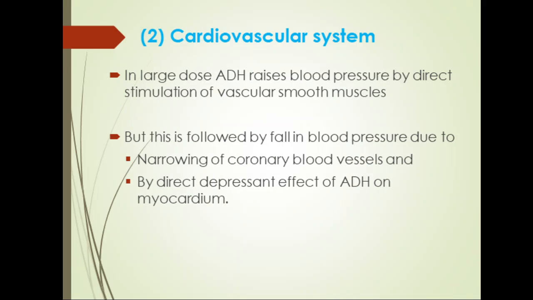Next, on the cardiovascular system, a large dose of ADH raises blood pressure by direct stimulation of vascular smooth muscles. This is followed by a fall in blood pressure due to narrowing of the coronary blood vessels, which supply blood to the heart, and by a direct depressant effect of ADH on the myocardium. Initially blood pressure increases because the blood vessels narrow. Simultaneously, the heart functioning is slowed down, that is depressed, by narrowing of the coronary blood vessels, which causes the fall in blood pressure.